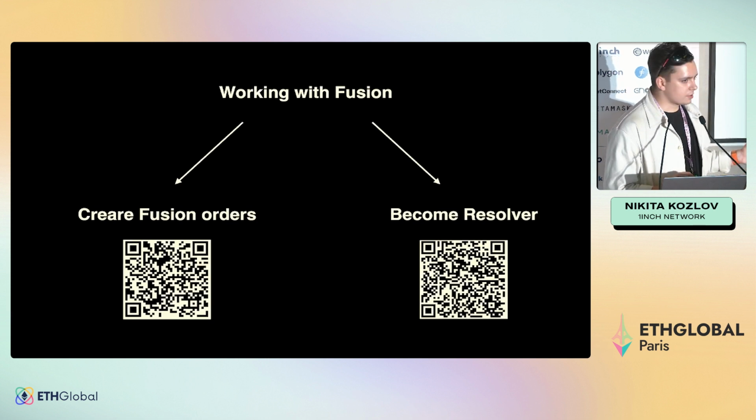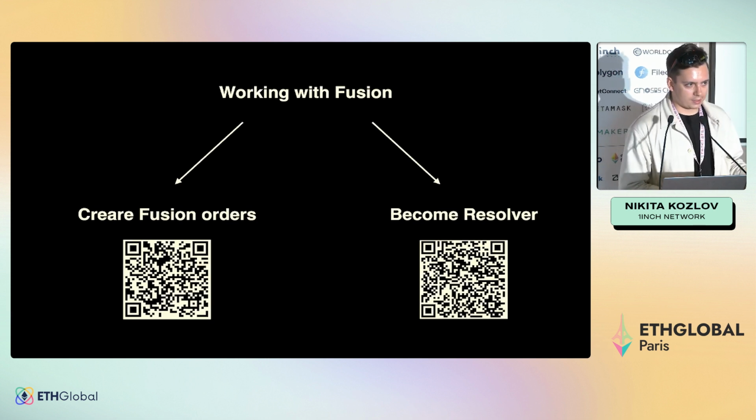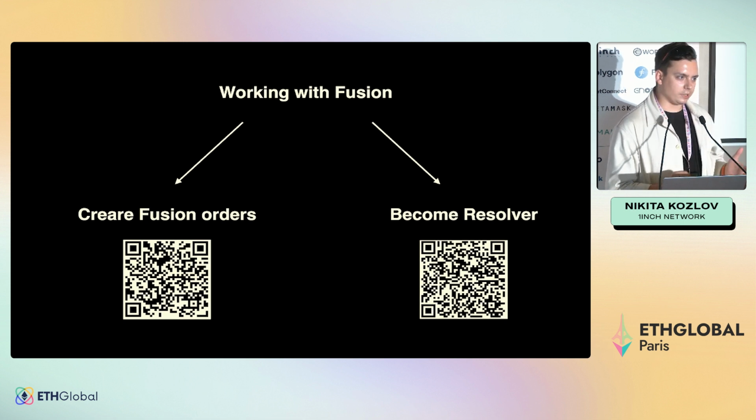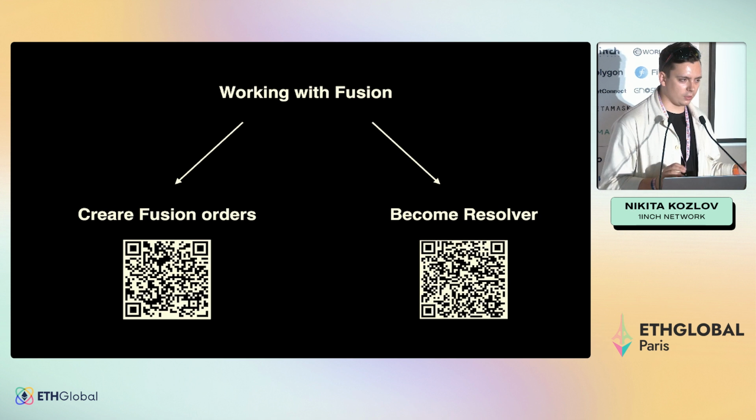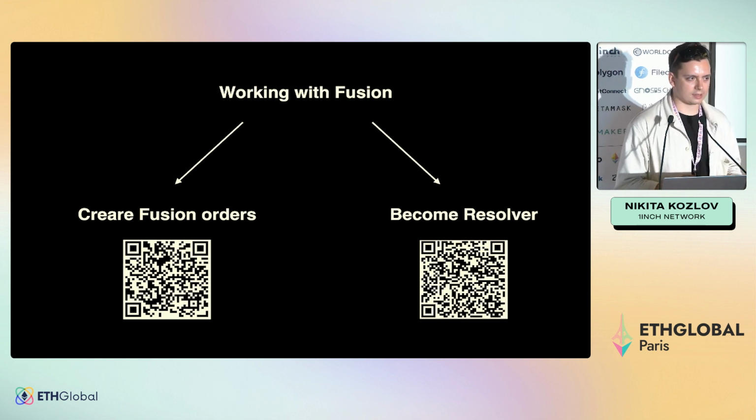There are two options how you can work with Vanish Fusion. Basically, the first one is trying to integrate it into your app, or any DeFi app where you need to execute swaps. It's quite simple. You just need to have the Vanish Fusion SDK. Right now we have it in TypeScript, as one of the most popular languages in the market.